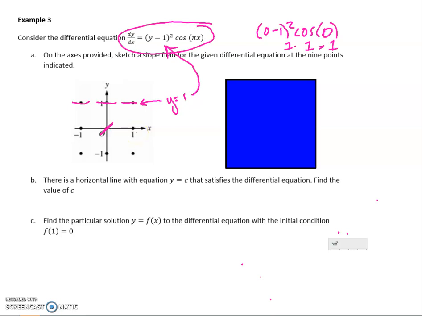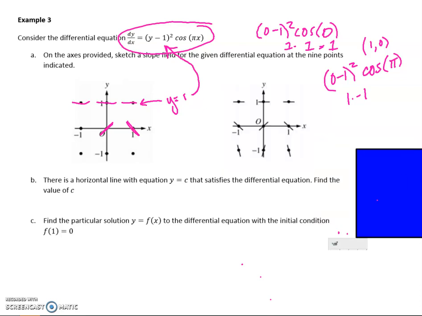Let's try 1, 0. If I plug in 1 for x and 0 for y, I get 0 minus 1 squared times cos of 1 pi, because I remember I'm plugging in the 1. And I get 1 times cos of pi, which is negative 1, so my slope here would be negative 1. And I can repeat that process throughout. And what you end up with is a bunch of different slopes. And so you can see them and you can test them to see if you could have gotten some of them right.